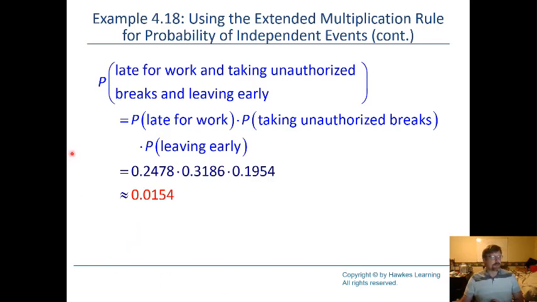Let's see, we've got late for work, leaving early, and unauthorized breaks. So there's a 1.5% chance of an employee being written up for all three of those.